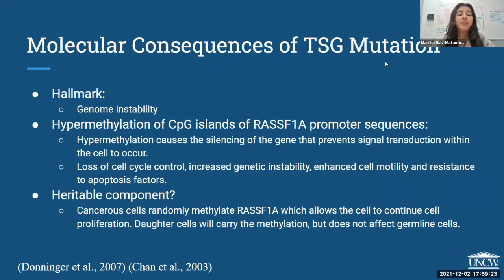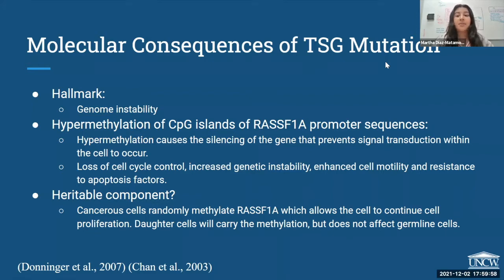The hallmark of RASSF1A is genome instability. This is due to hypermethylation of CpG islands in the promoter sequence, which prevents signal transduction from occurring within the cell. Without communication from RASSF1A, the cell loses the ability to control the cell cycle, maintain genetic stability, enables cell motility, and has resistance to apoptotic factors.